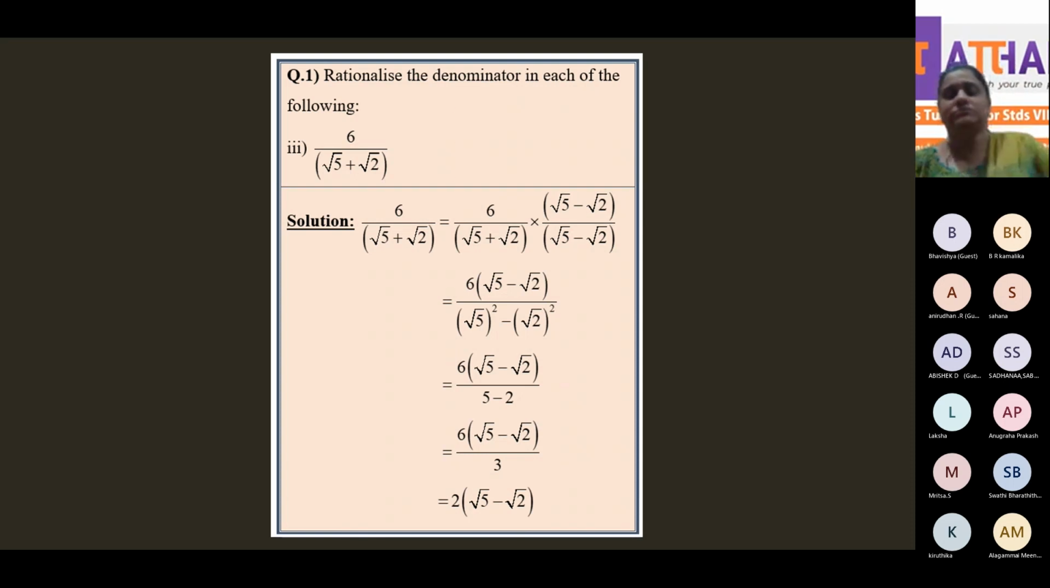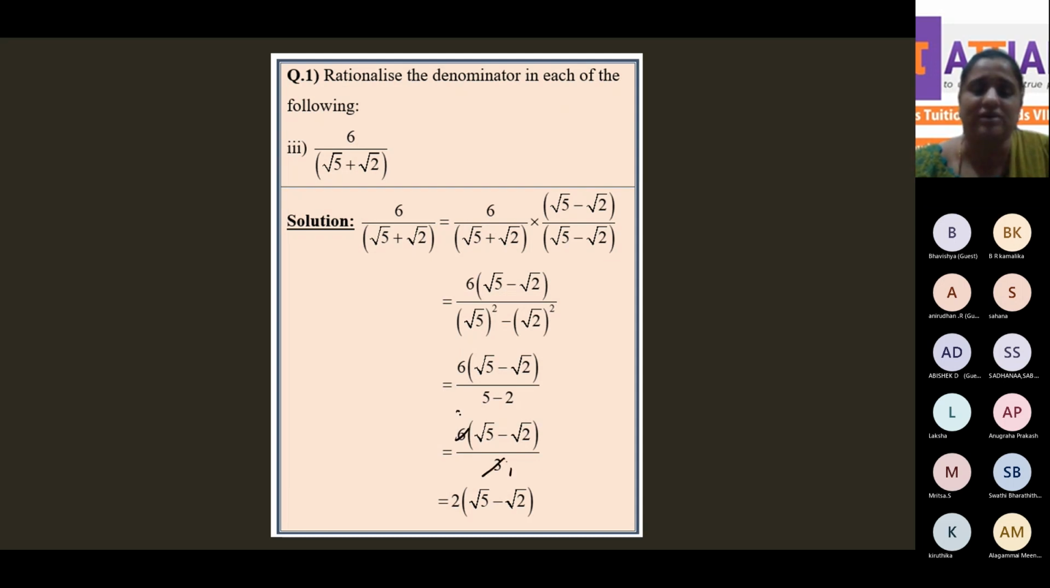Done, children? So what do we do here? Yeah, we don't multiply the numerators. 6 into root 5 minus root 2, we just write it like that. And we wait till the denominator is simplified. We'll only keep simplifying the denominator. Now here we get 3. The denominator is finally 3. At this stage, you can simplify.